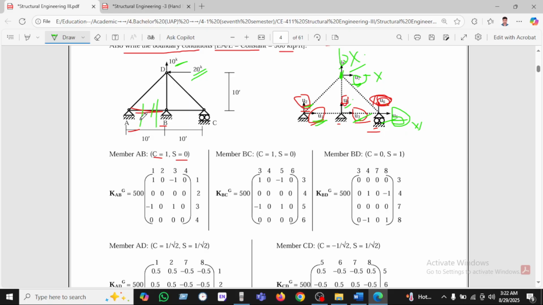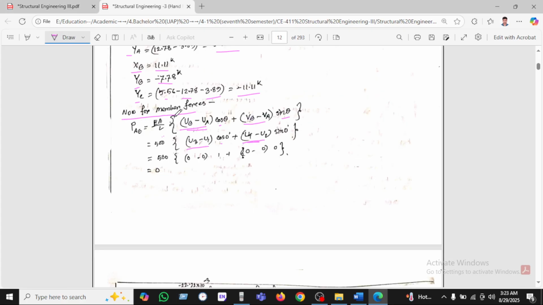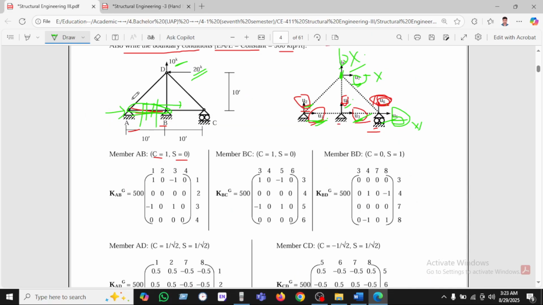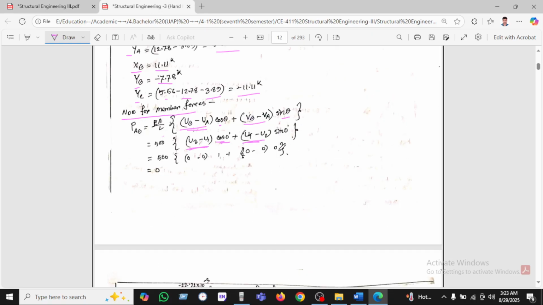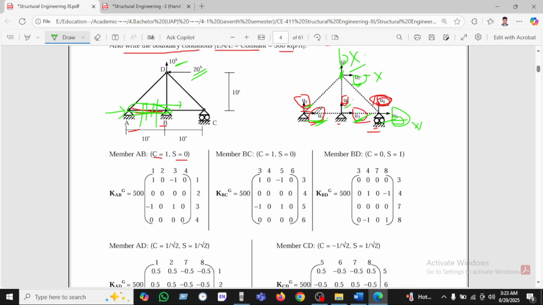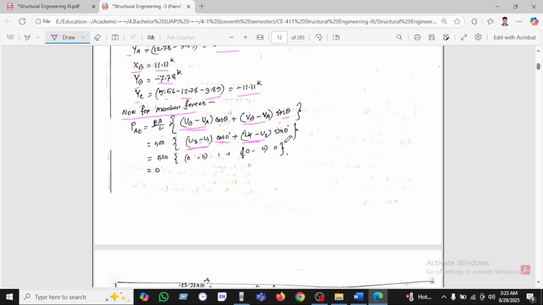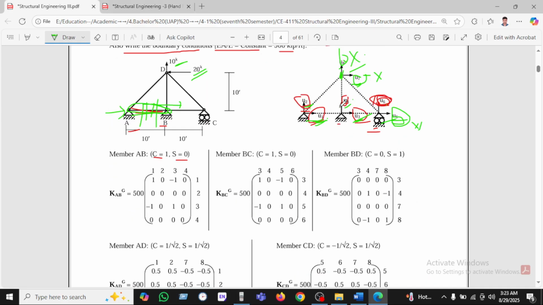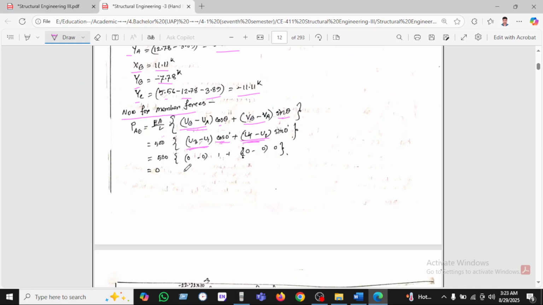Why? Because we are calculating AB. That's why we are taking the horizontal displacement of this point and this point. Horizontally we have U1 and U3, so U3 minus U1, times cos theta, and as there is no theta from the horizontal, that's 0. Another one is vertical, which is sin theta, also 0. If we use cos 90, it will be correct, but we've been taking sin theta. It will be U4 minus U2, the vertical, and we find 500 times 0. Every member is 0.